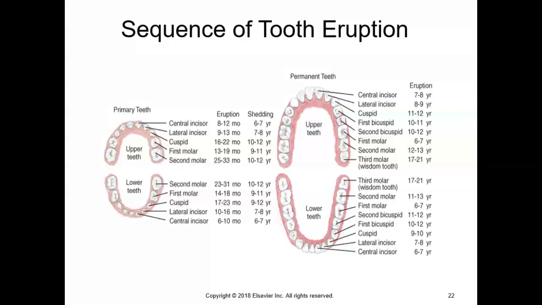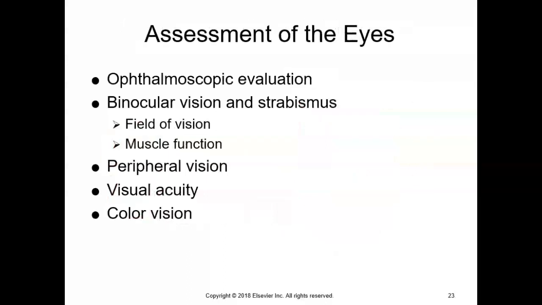In regards to teeth, the eruption of deciduous or baby teeth begins around the 6th month of extrauterine life. All 20 deciduous teeth are present by age 30 months. So baby teeth erupt around 6 months, and all 20 of those deciduous or baby teeth are out by the time the child reaches 30 months of age.